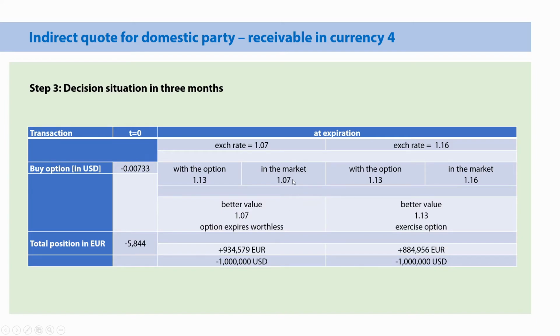He will go for the market rate, and the option expires worthless, in which case he realizes 934,579 euros and he gives away the 1 million US dollars.